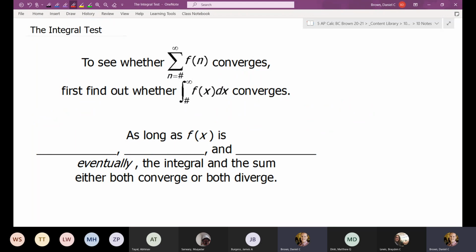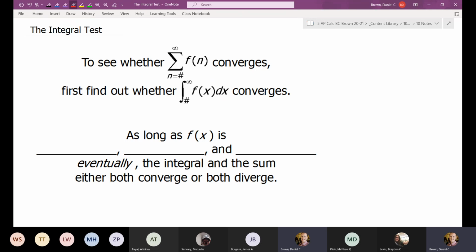Do want to be clear, the series and the integral are not the same thing. One is adding up discrete numbers, so like a first term plus a second term plus a third term, while the integral is like the continuous area from the starting point to infinity. So they're not the same, but they are related.